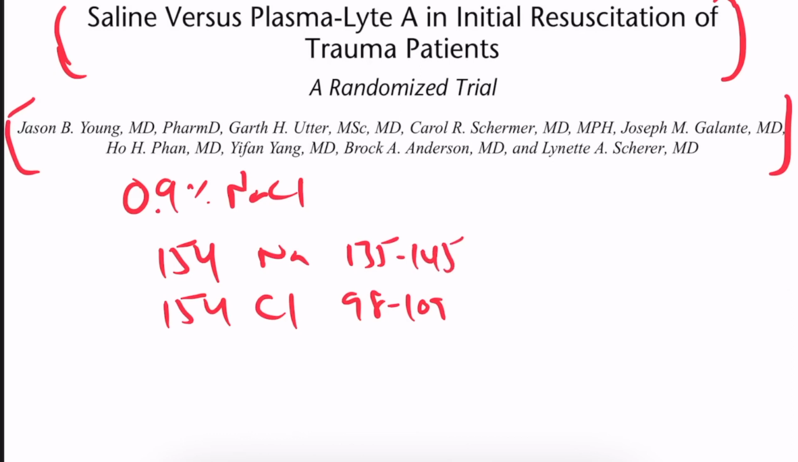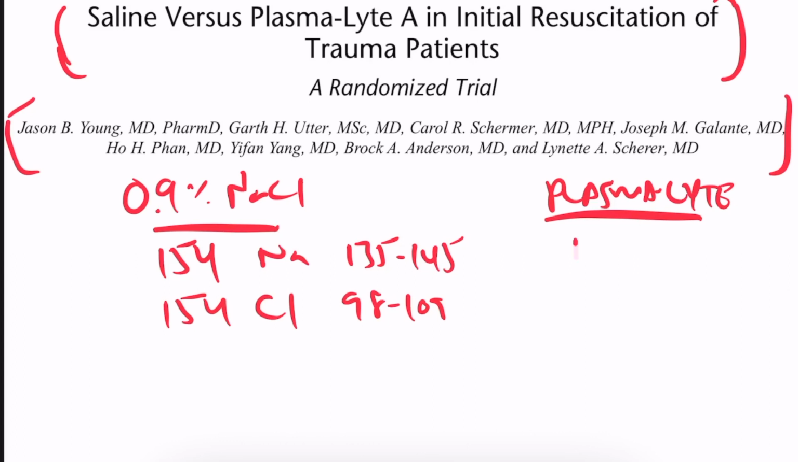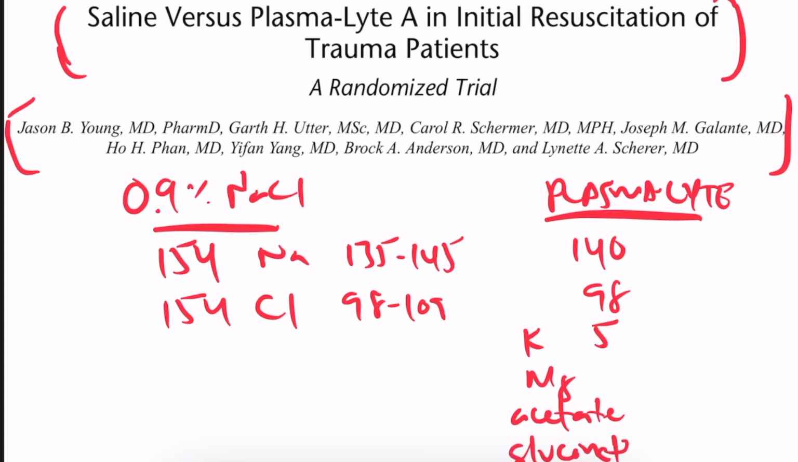The fluid that they were comparing it to is Plasma-lyte. And I have discussed Plasma-lyte to great extent on my Instagram as well as on this page. So I could link some other videos to show you. But the sodium concentration in Plasma-lyte is 140 milliequivalents per liter, and the amount of chloride is 98 milliequivalents per liter. Let's not forget that Plasma-lyte also has 5 milliequivalents per liter of potassium. It also has magnesium in it, and it has two different buffers, one being sodium acetate, and the other one being sodium gluconate.